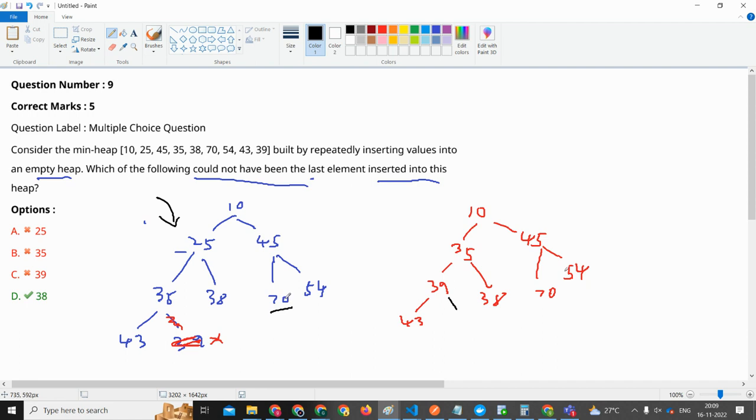Okay. How are you saying that, Uma? Empty heap. Heap, you are filling it like this only, right? From left to right. Okay, got it.